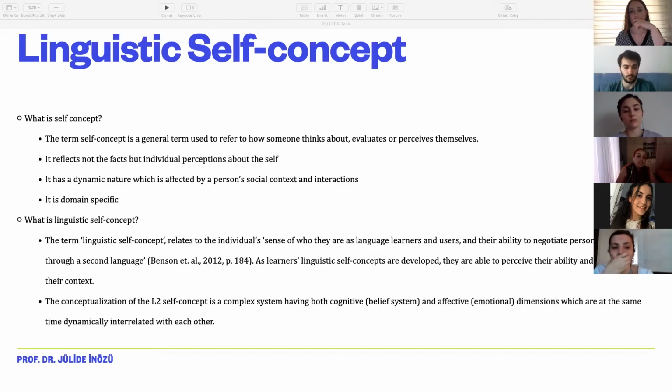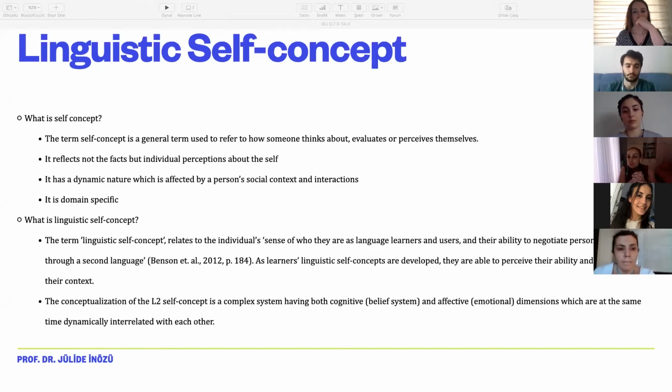And self-concept is also dynamic in nature. That is, it is not fixed. It is in flux. It changes all the time. It changes through our interactions. It changes from one social context to the other. It is all dependent upon the atmosphere, the feeling, the ambience that we feel in that social context.